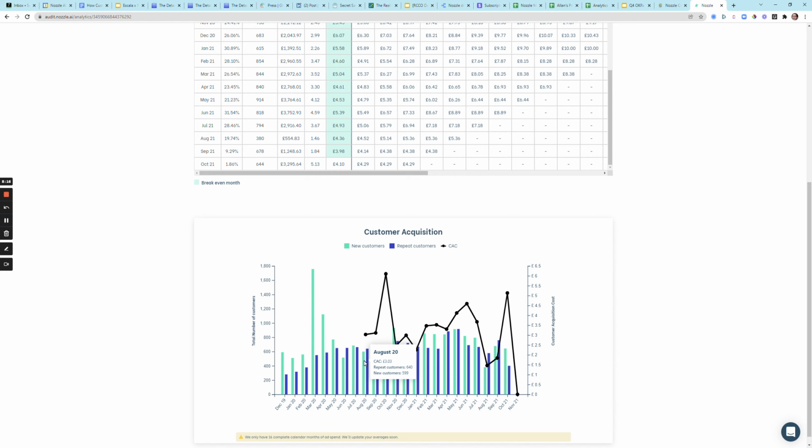And so for instance, we're saying the green bar chart is going to say, right, how many new customers did I get in August 2020? The blue chart is going to say how many repeat customers bought from me in August 2020. And the black line chart is actually charting your customer acquisition cost.